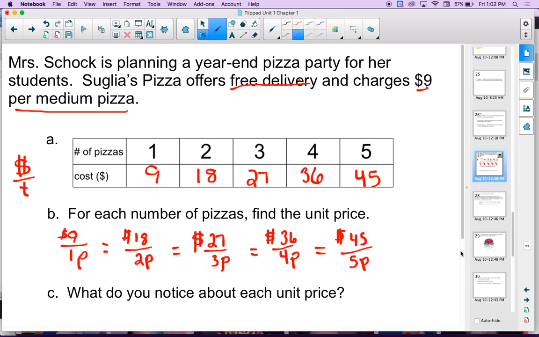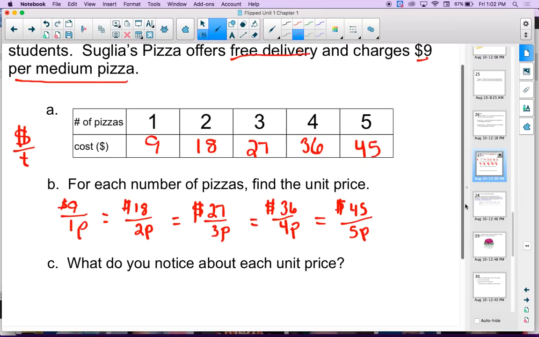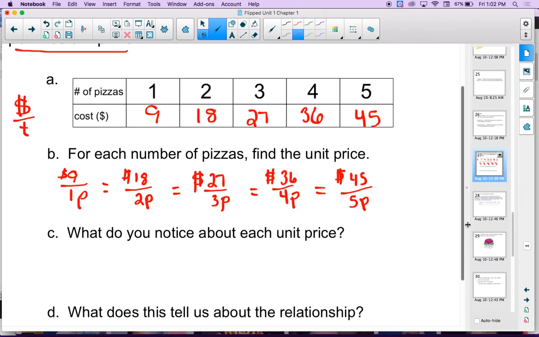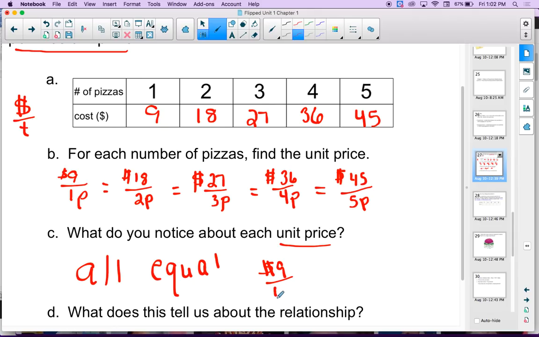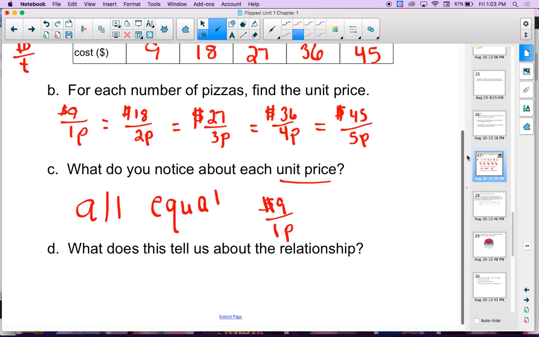per one pizza. So all of those unit rates, unit prices, all of them, they all are equal to $9 for one pizza. And when we know that all of our ratios are equivalent, then that tells us that our relationship is proportional.